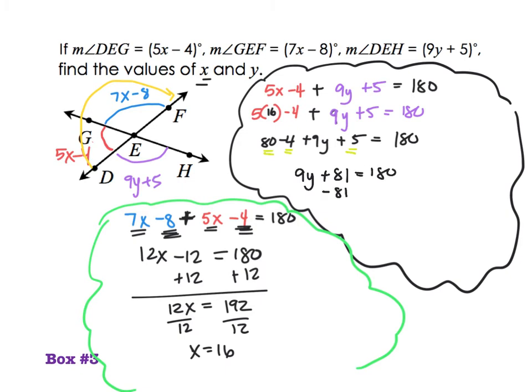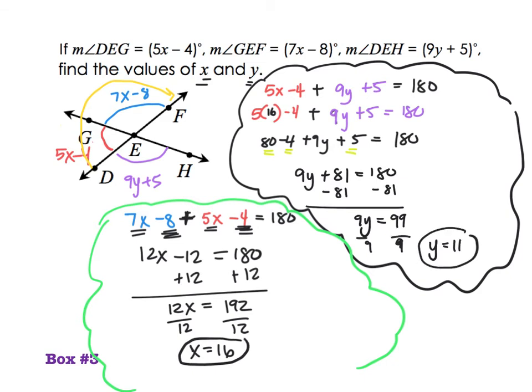Take away 81, take away 81, and I get 9y is equal to 99. Divide by 9, divide by 9, and I get y is equal to 11. That's the second part of my answer. So I've already answered the question, which is x equals 16 and y equals 11. Okay. Let's go on to the next one. We're in 4.